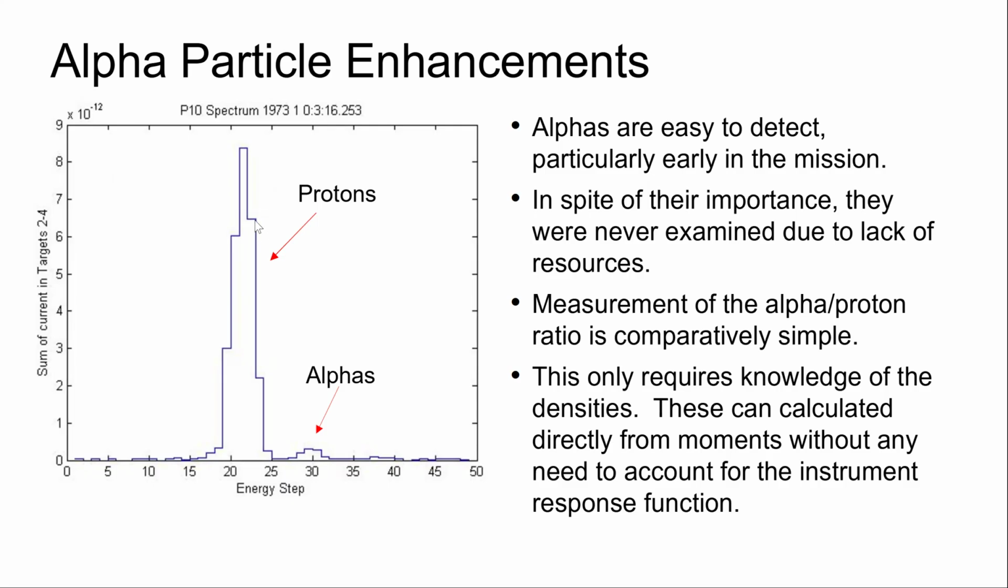And measuring the alpha to proton ratio is very simple. All you need to do is compare the areas underneath the curve. So you don't need to know anything about the instrument response function or resolution. You can get the alpha particle to proton density ratio directly just by measuring the moments without accounting for anything else. It rather surprised me when I did the calculation and realized this.